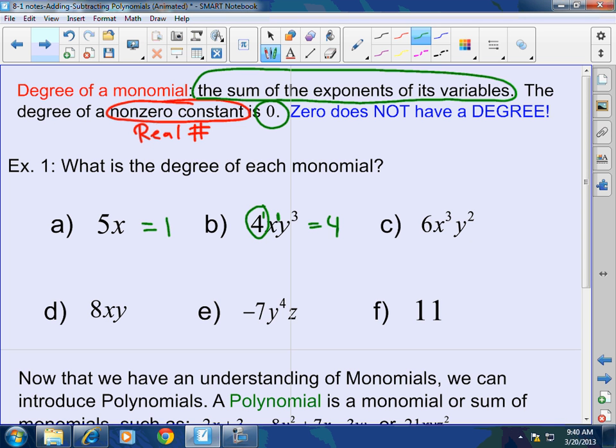What is the degree of c? 5. Very good. Because it's the sum of the variable exponents. What is the degree of d? 2. Because it is the sum of the variable exponents, which in this case is 1 and 1, but they're invisible. E, what is the degree of this monomial? 5. And f, what is the degree of this monomial? Very good. What is the exponent, though, of 11? 1. But the degree of any constant is 0.